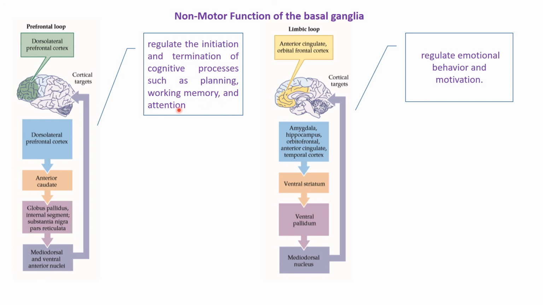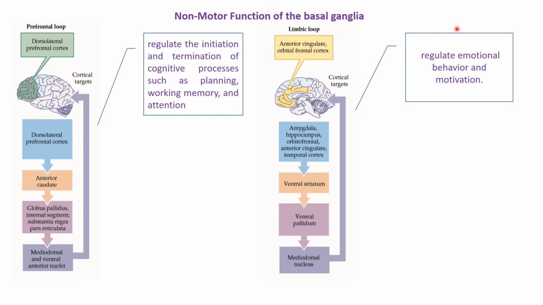If we look at the cortical input to the basal ganglia, it comes from the dorsolateral prefrontal cortex, and then goes to the anterior part of the caudate nucleus, to the globus pallidus internal segment and substantia nigra pars reticularis, to the mediodorsal and ventral anterior nuclei of the thalamus, and from the thalamus the fibers go back to the dorsolateral prefrontal cortex. This area is associated with the elaboration of thoughts and the formulation of ideas, as well as the consolidation of memory.